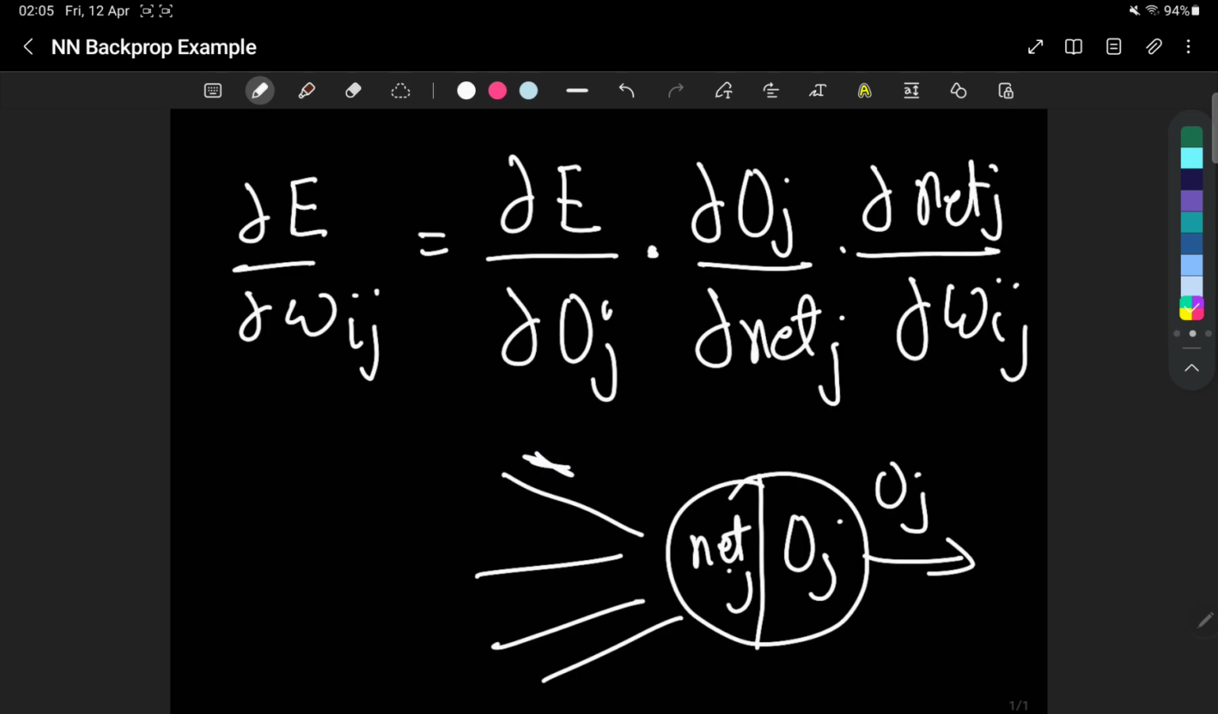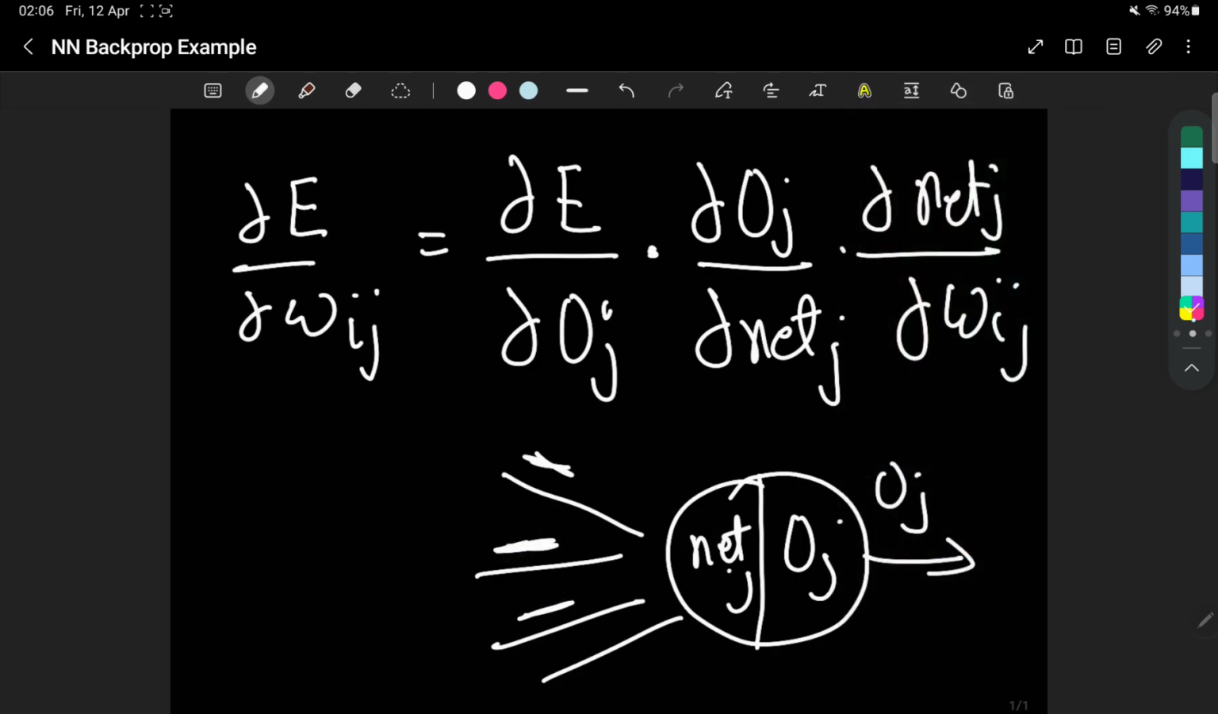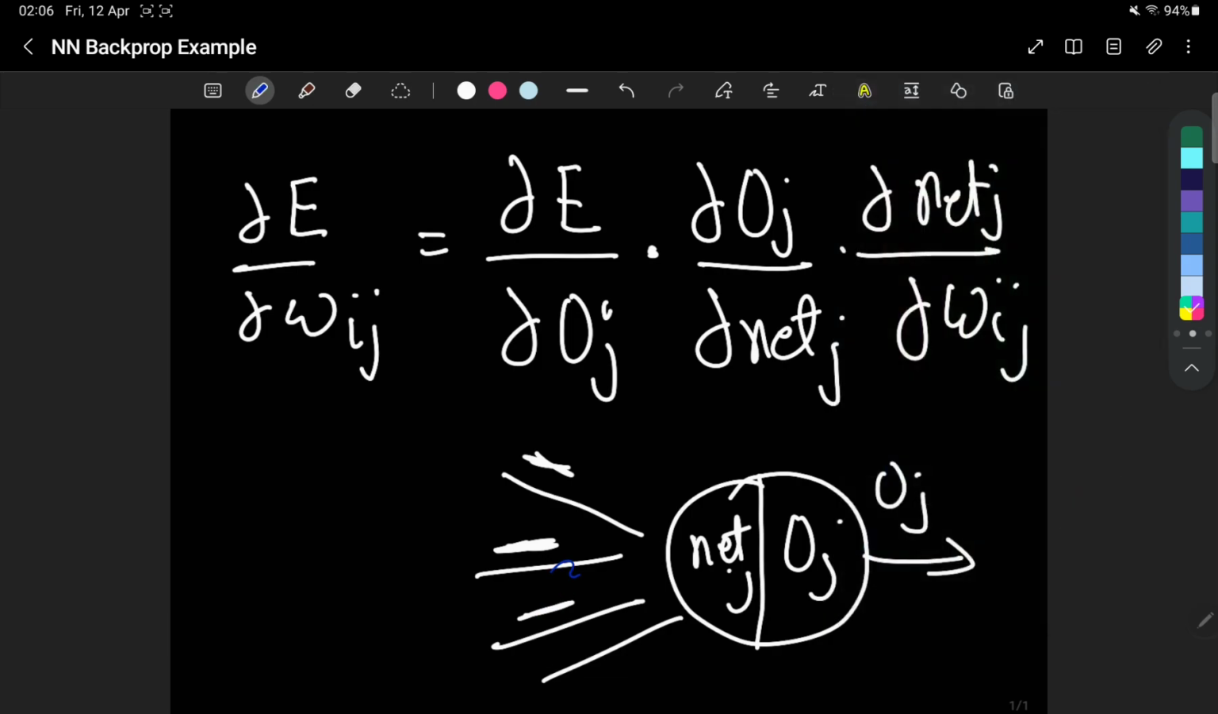If I have to find the update expression for any one weight, for example, let me say I need the update expression for this weight, or this one, or this one, or this one. In either case this would be the error E with respect to o_j, with respect to net, and net with respect to any of these weights. That is why I have written w_ij here, it could be any of these weights. So this is how the partial derivatives would actually be calculated.